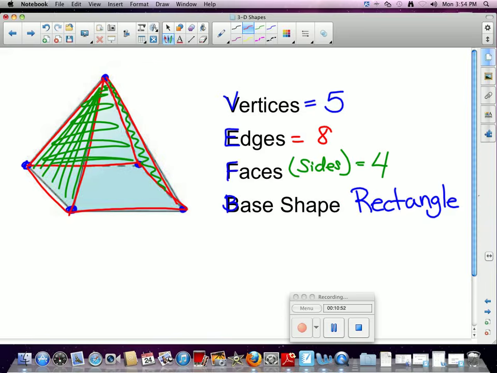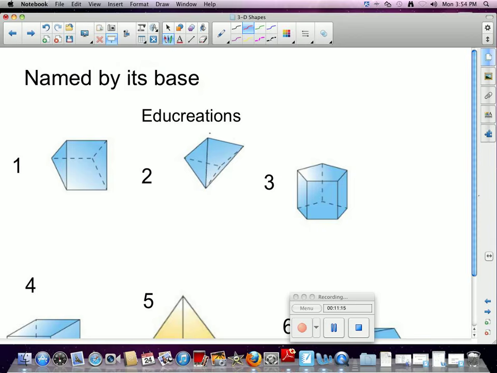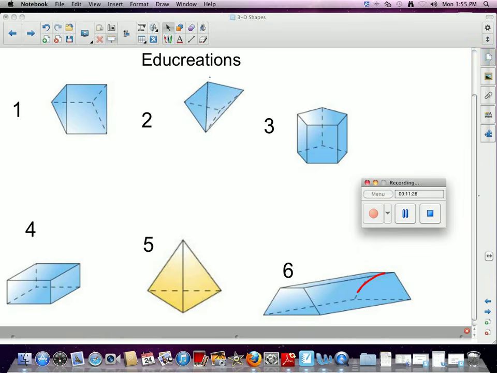The one before then is a rectangle. So we say rectangular. And now again, is it a prism or a pyramid? In this case, it's a pyramid. So it's a rectangular pyramid. In your notebook right now, see if you can name these first 3. Actually, let's do all 6. You can stop it here and then go through them.